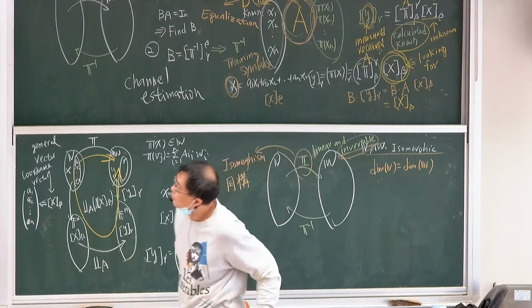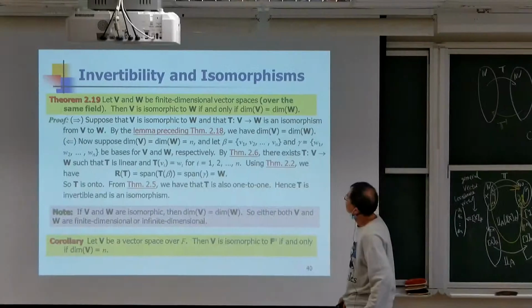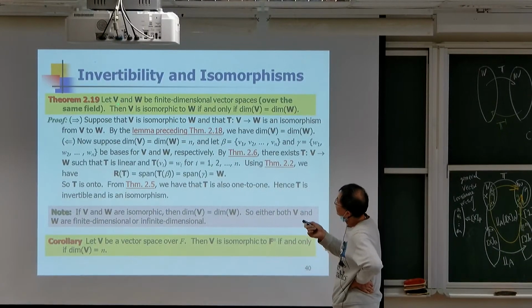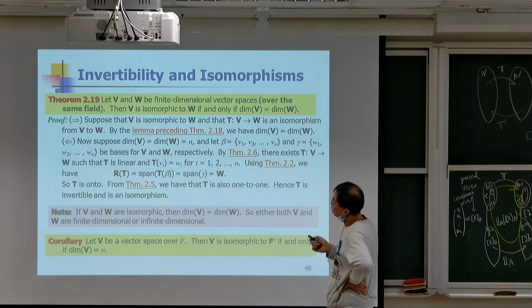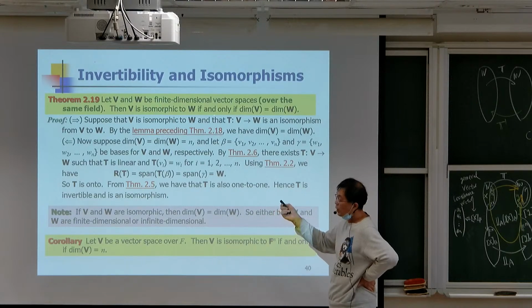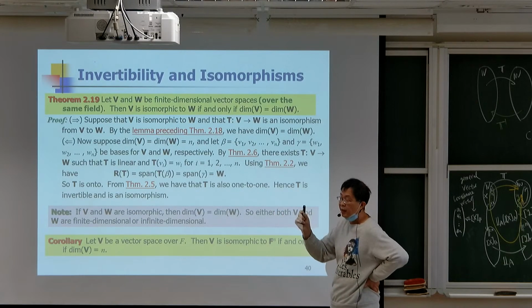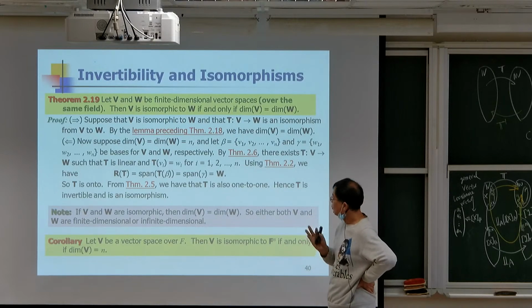So now we have theorem 2.19. Let V and W be finite dimensional vector spaces. Then V is isomorphic to W if and only if dimension V equals dimension W. From left to right it is very straightforward, because V is isomorphic to W means that there exists an invertible transformation. And if any invertible transformation exists, then dimension V should be equal to dimension W, which is very easy to prove.